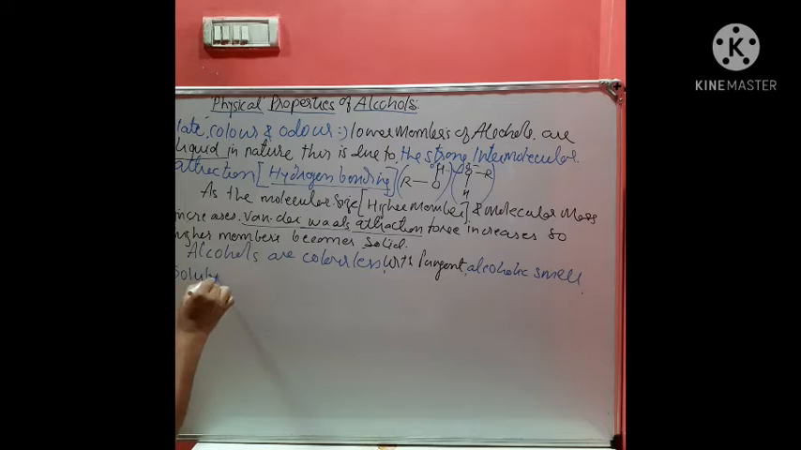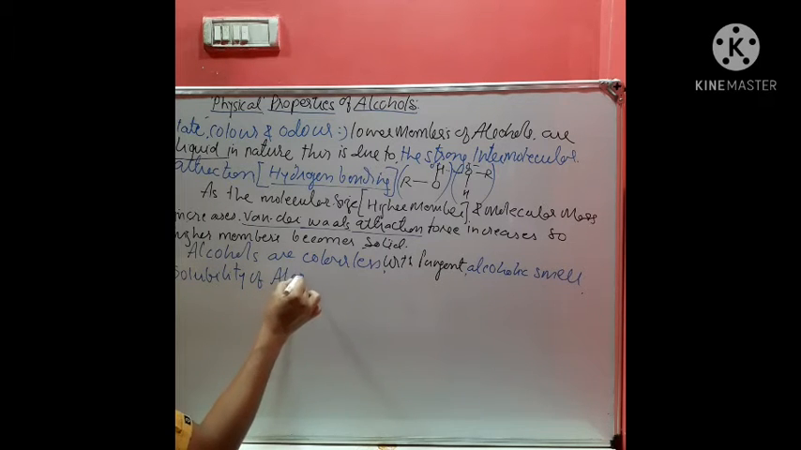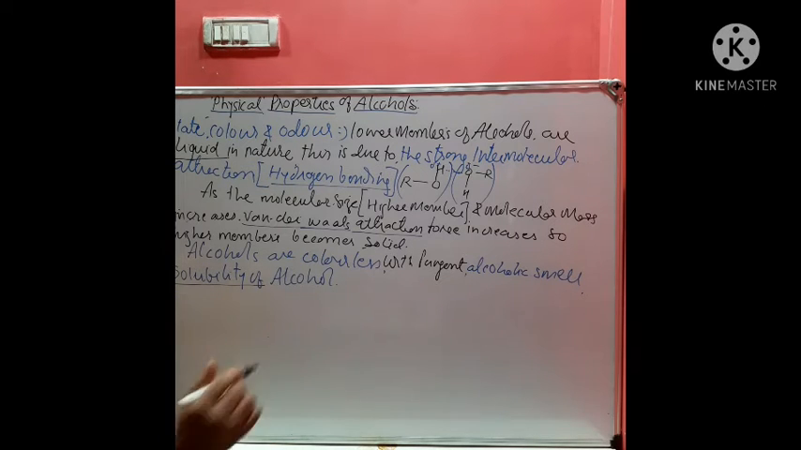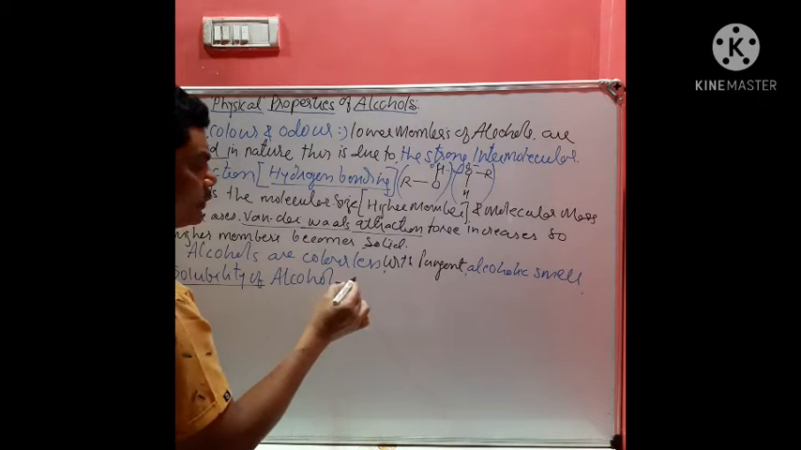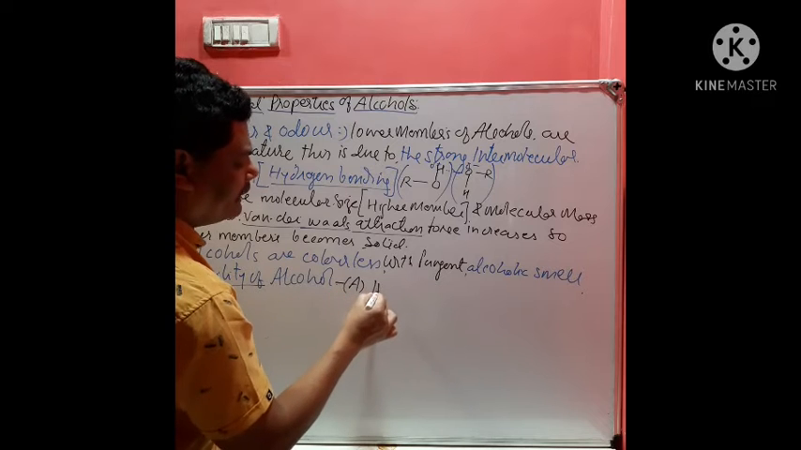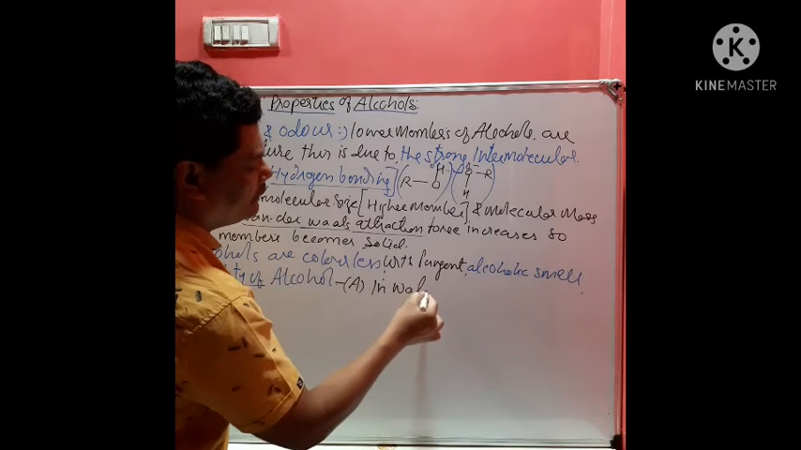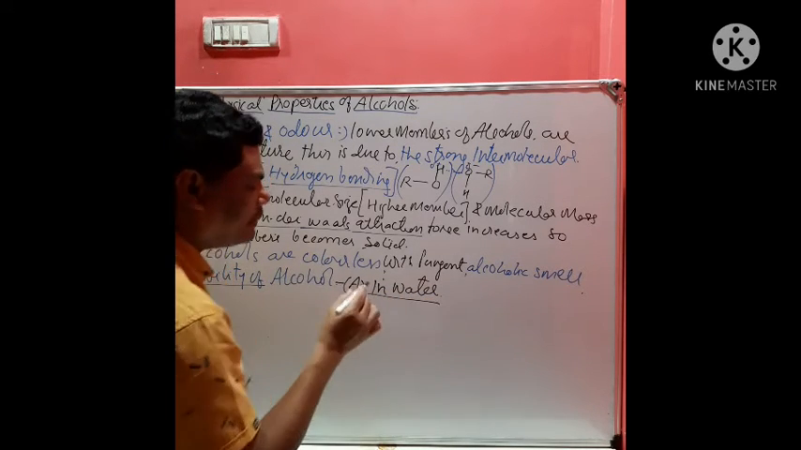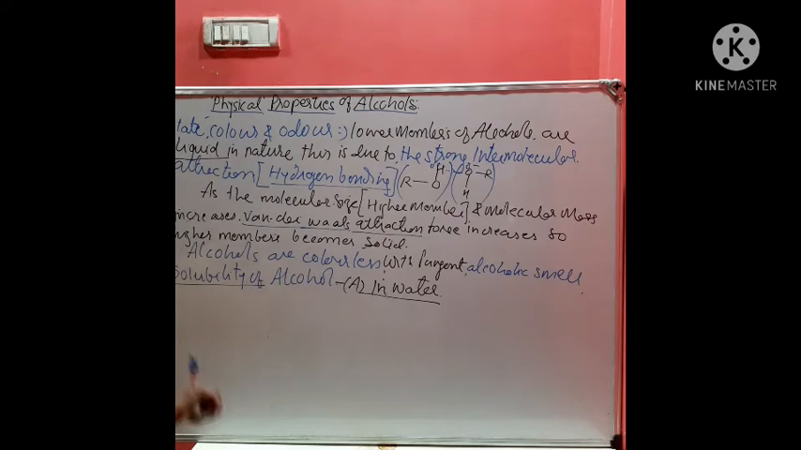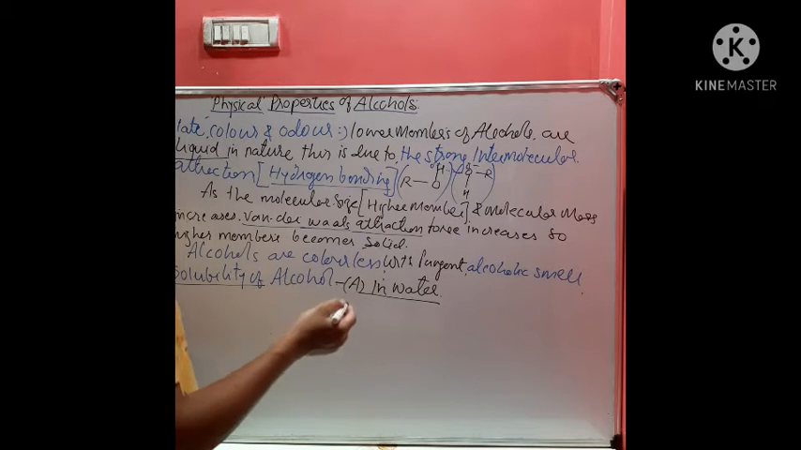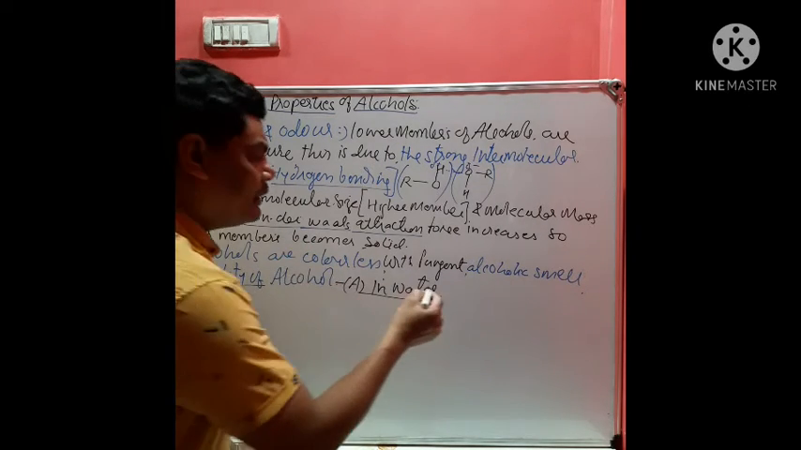The second property is solubility of alcohol. Now students, we have to check the solubility in two parts. First part: in water. Solubility in water, because water is a universal solvent. So very first, the solubility of any organic compound is first checked with water, whether it is soluble or not soluble.